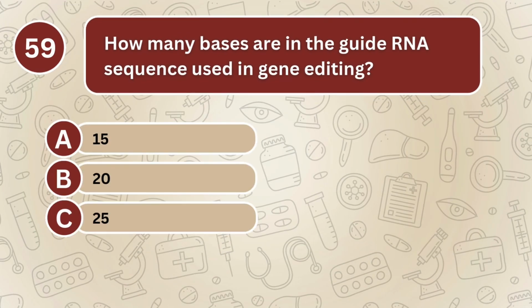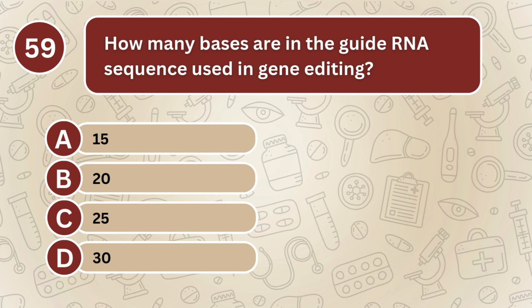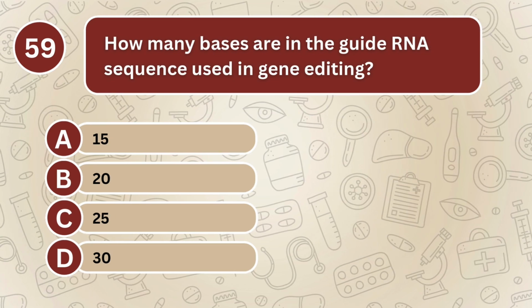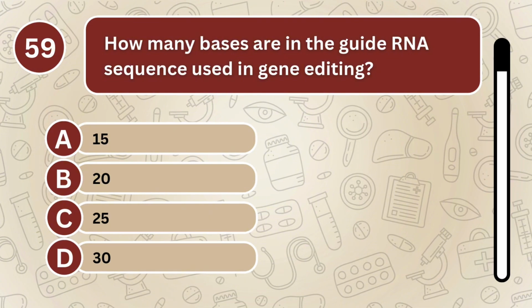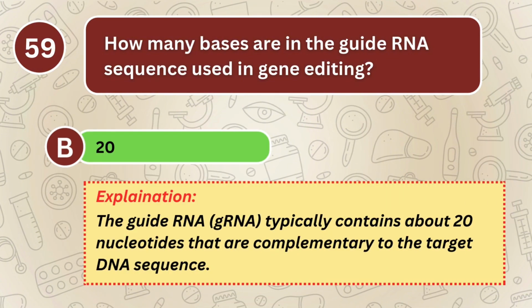How many bases are in the guide RNA sequence used in gene editing? A. 15, B. 20, C. 25, D. 30. Correct answer is B. 20.